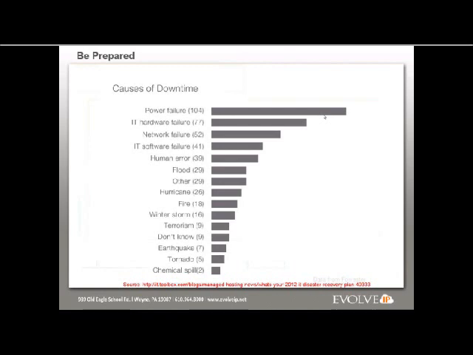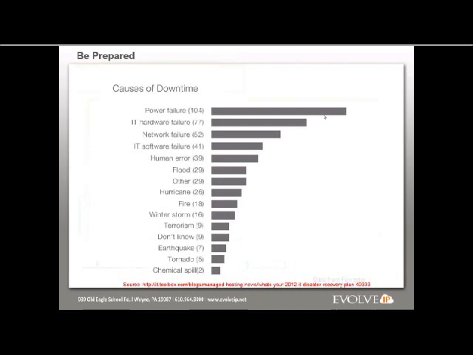So power failure is #1, and #2 is IT network failure, hardware failure. Hardware fails, and we get that. That's the business we're in as well, but we know most of our customers come from an environment where they have servers, desktops, and phone systems, and we all have seen those types of systems break down. It's just like a car.